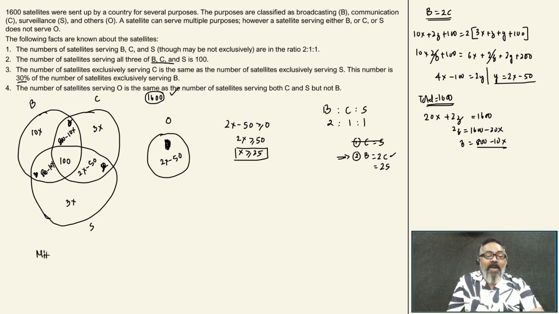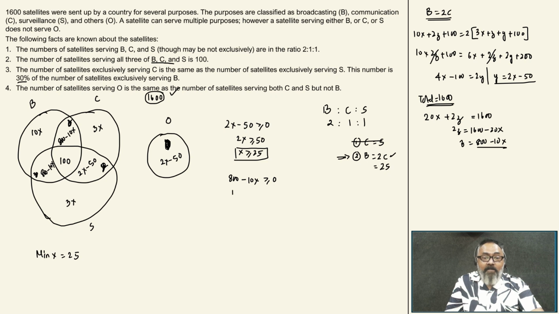That means we have got a minimum value of x. The minimum value of x would be equal to 25. That's a bare minimum value. X cannot take a value less than 25. Alright, what else? 800 minus 10x should be greater than or equal to 0. That cannot be negative.